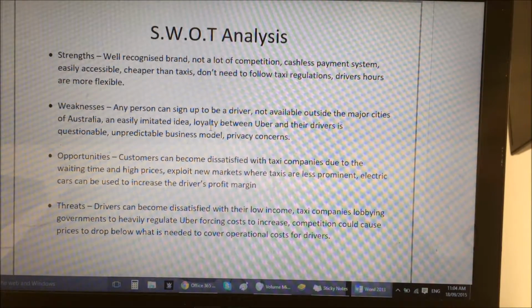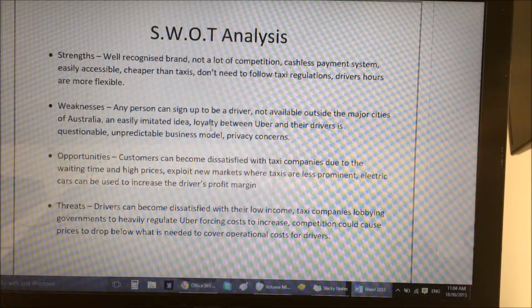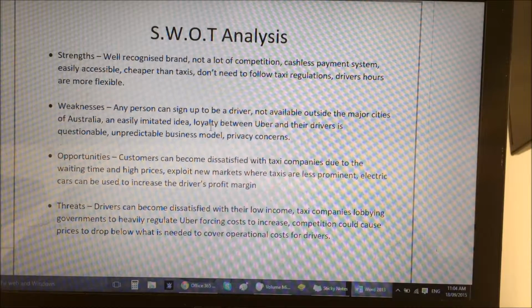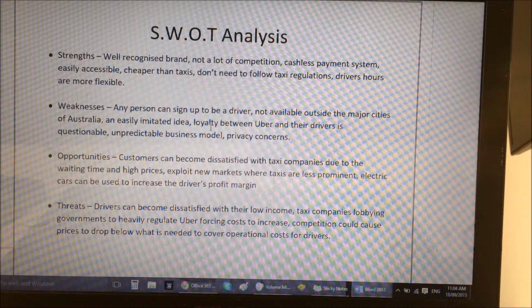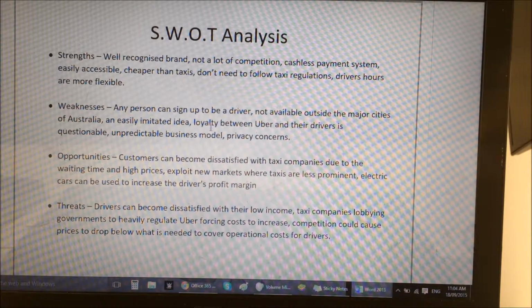We have used a SWOT analysis to analyze Uber's strengths, weaknesses, opportunities, and threats. The strengths, which we will start with, of Uber is that as a brand it is very well known and well recognized, even in places such as Queensland where it is currently illegal. The limit of their vehicles and drivers is limited only by the population of the area and people's willingness to sign up for it.